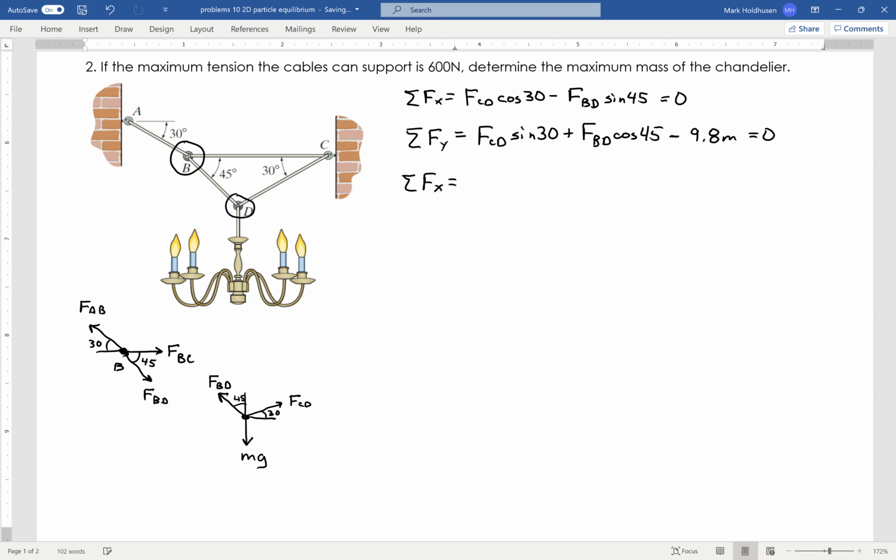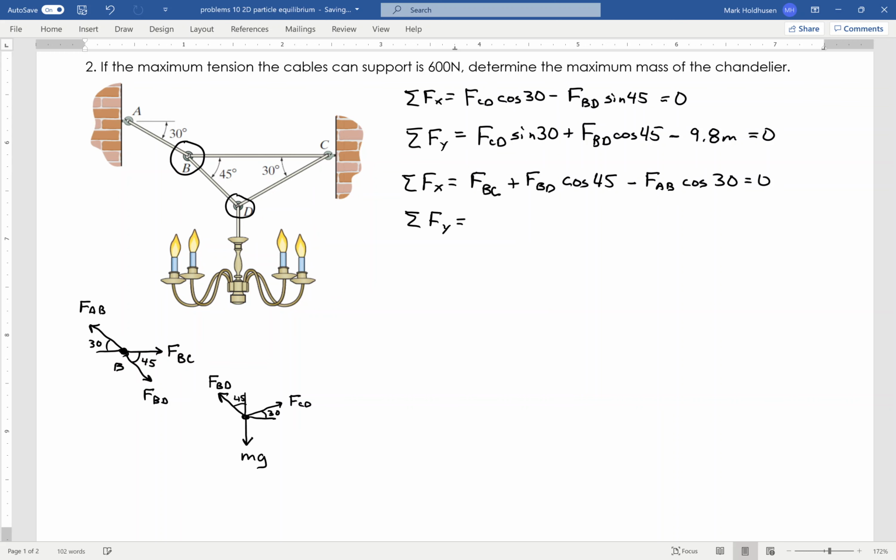Sum of the forces in the x direction, I'm going to have FBC. That's all horizontal, so that shows up there, plus FBD. Now this is the same BD I had previously, remember? And that's going to be cosine 45 horizontally. And then AB is actually going to the left, so it's going to be negative FAB cosine 30 equals 0.